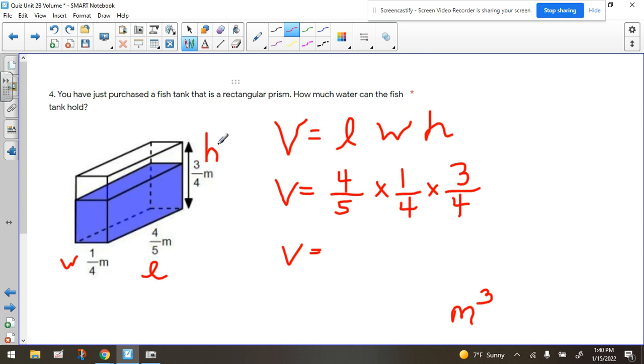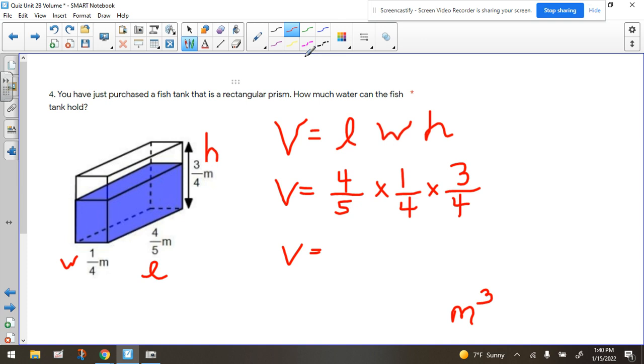And then the next thing you should do is make a commitment to which number you want to be the length. So how about we choose this as being the length? We'll call this the width, and we'll call this the height. Next, we substitute those numbers into the formula. Be careful while you do that.